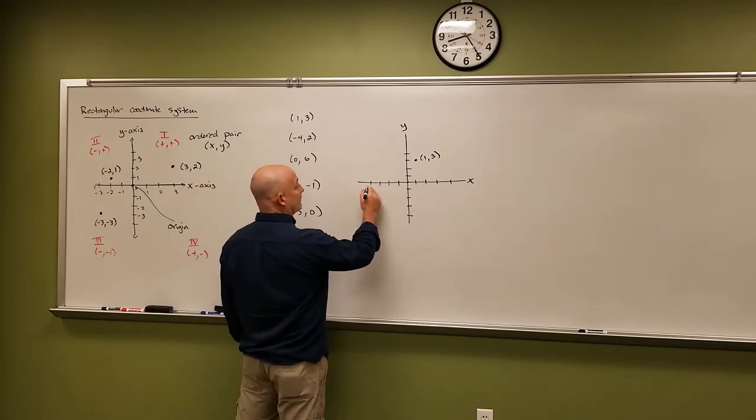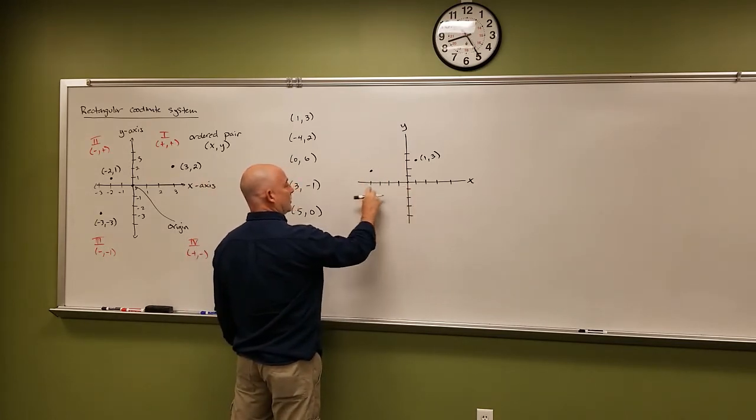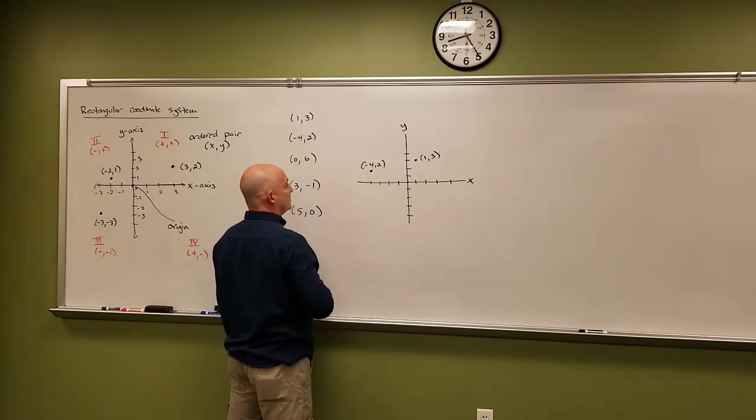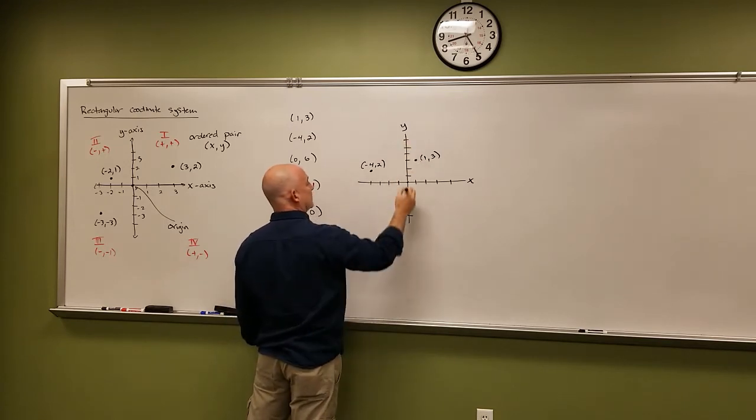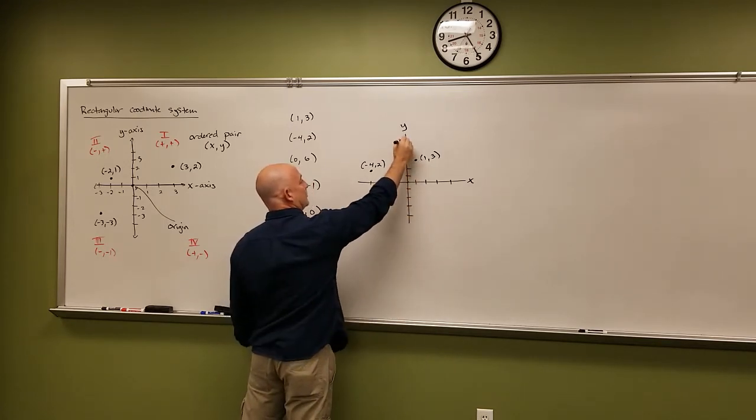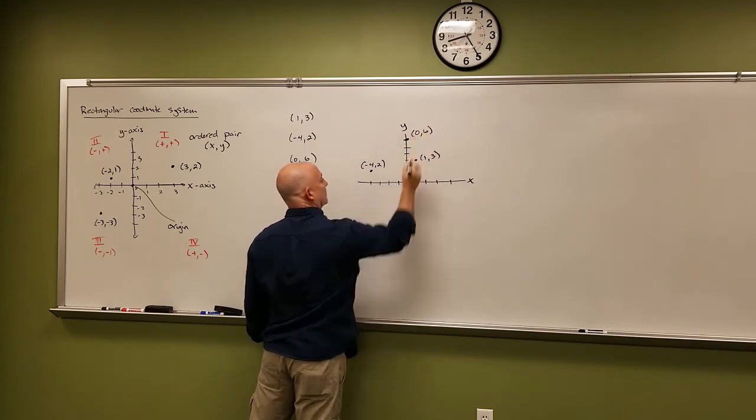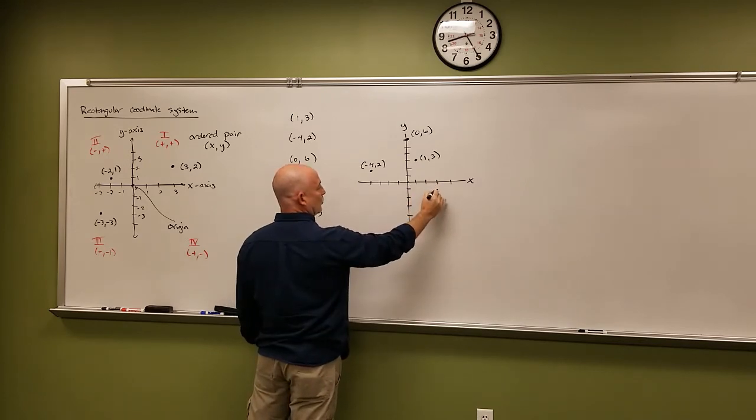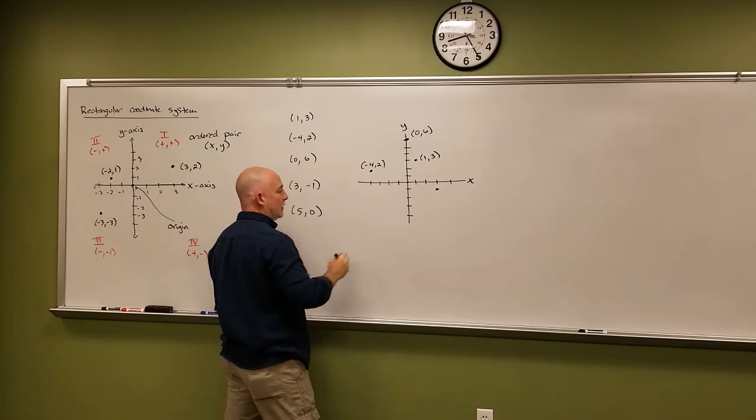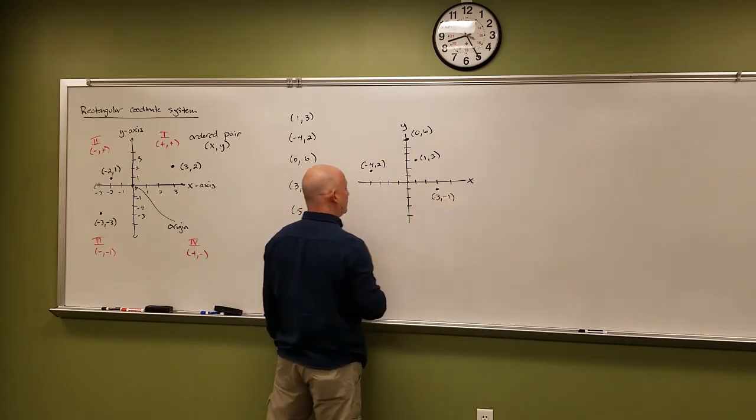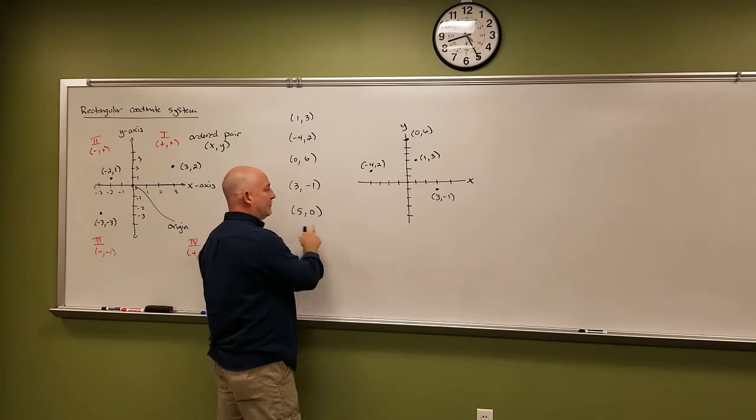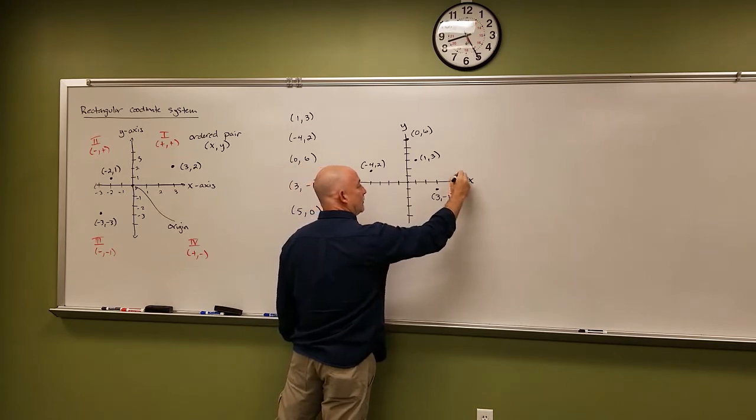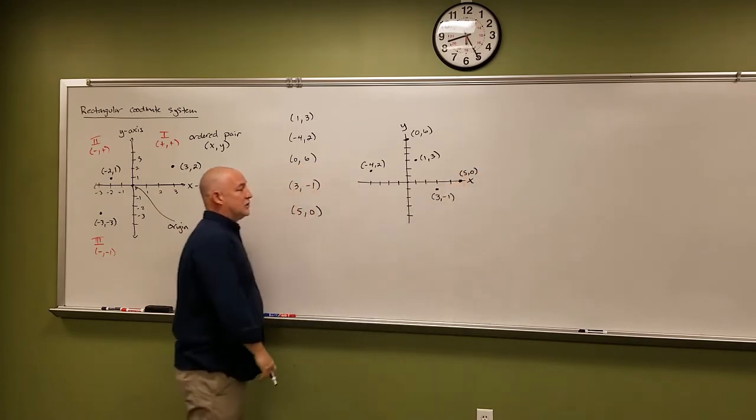Next one would be -4, 2. So that says move -4 in the X direction, 2 in the Y direction, so -4, 2. 0 in the X direction, so I'm not moving left or right at all, but I'm going up 6, so that would be the point 0, 6. 3, -1, it says move 3 in the X direction, -1 in the Y direction. That gives us 3, -1. And our last point here, we have 5, 0, so it says move 5 in the X direction, none in the Y direction, so that's the point 5, 0.